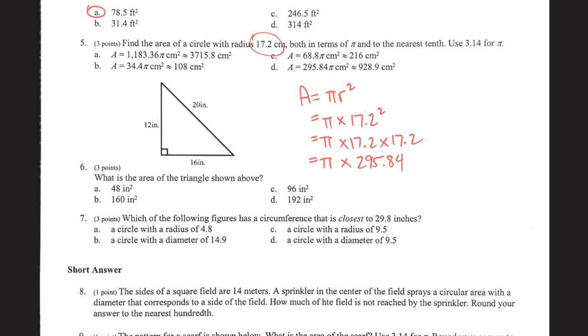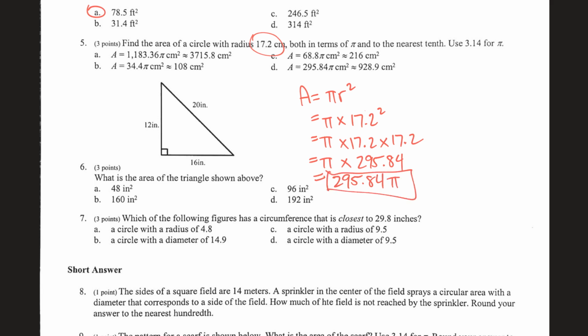295.84. Now, if I leave this in terms of pi, which is what they're saying right here, leave it in terms of pi, we really just have to do this one in terms of pi. That means just don't multiply it by 3.14. Just leave it 295.84 times pi. So it'd be 295.84 pi. That would be in terms of pi.